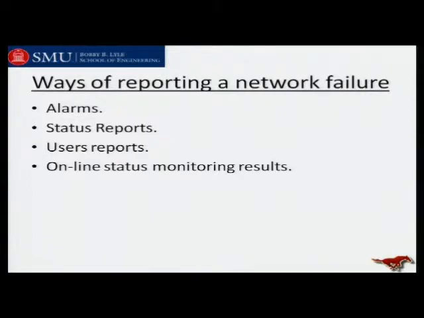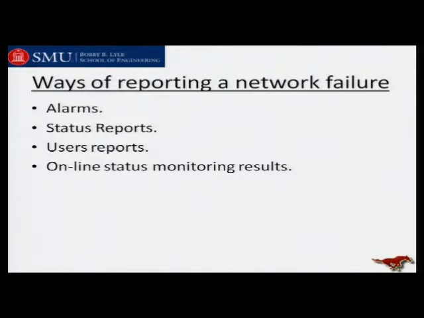Okay, ways of troubleshooting when a network fails. Now, these are the 4 general methods of reporting a network failure. The first one would be alarm. So, when a network fails, the alarm gets activated and the operator knows that there's something wrong in the network or the network has failed. So, he calls the network troubleshooters for rectifying the error.